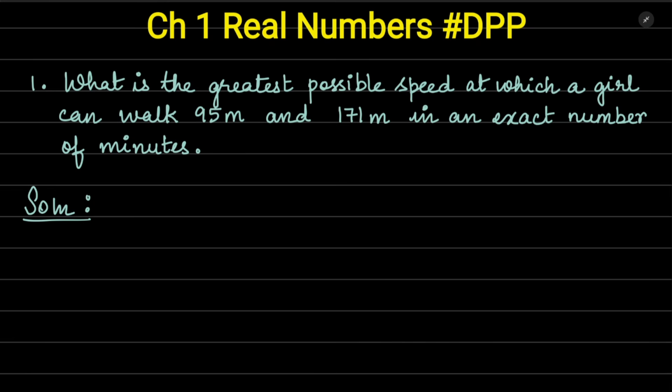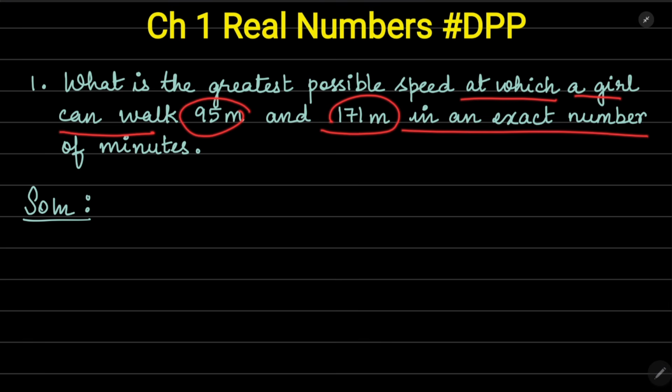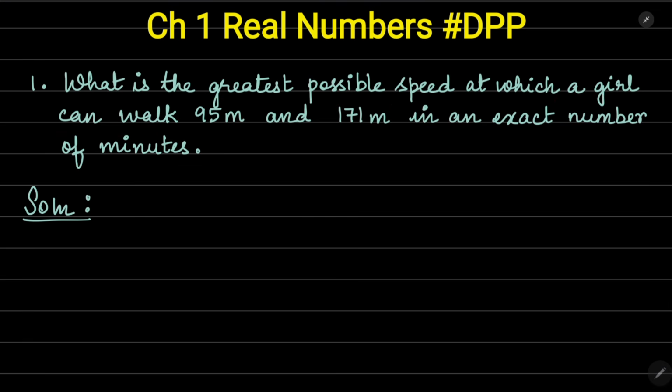The first question for today is, what is the greatest possible speed at which a girl can walk 95 meters and 171 meters in an exact number of minutes? Now what is asked? What is the greatest possible speed? What can be the maximum speed at which a girl can walk a distance of 95 meters and 171 meters in an exact equal number of minutes?